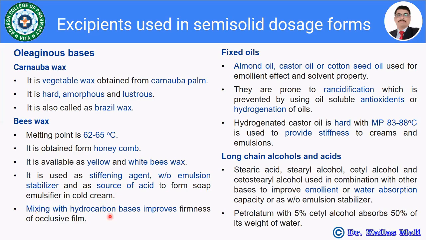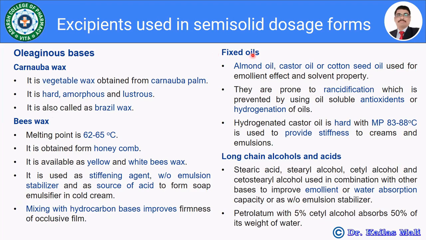Then mixing with the hydrocarbon bases improves the firmness of the occlusive film. When we are using the beeswax along with the hydrocarbon base, it improves the firmness of the occlusive film. So this is about the beeswax. Beeswax is available as a yellow as well as the white. White is the bleached form of the yellow.